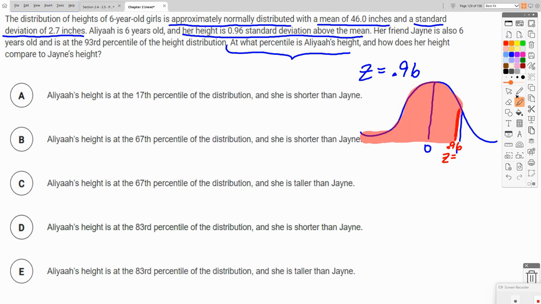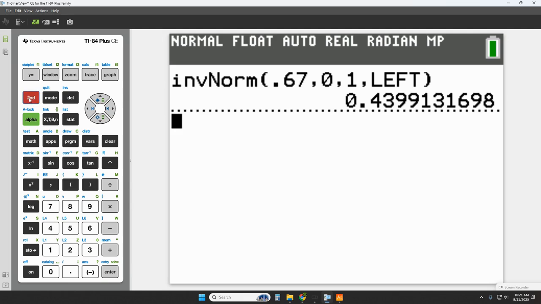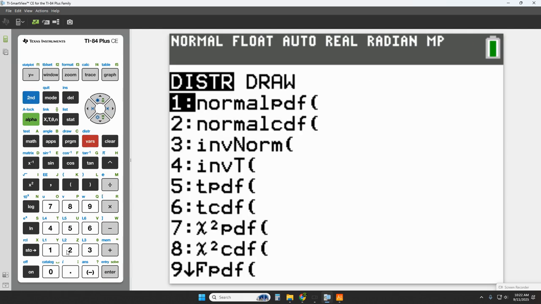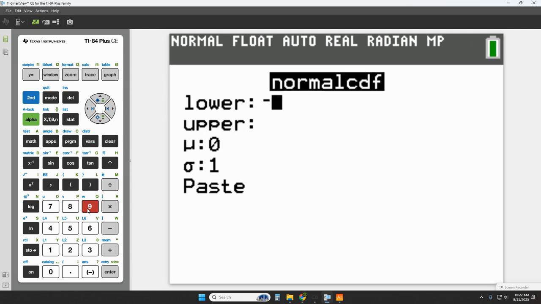So really, I could do normal CDF with this. Normal CDF, lower bound, negative infinity. I wouldn't do 0 because 0 is the mean on our standard normal curve. Up to 0.96. And then again, we're doing the standard normal curve here. So let's see, what does that come out to be here? Second, variables, normal CDF, negative 99999, upper 0.96. We leave it at 0 and 1.